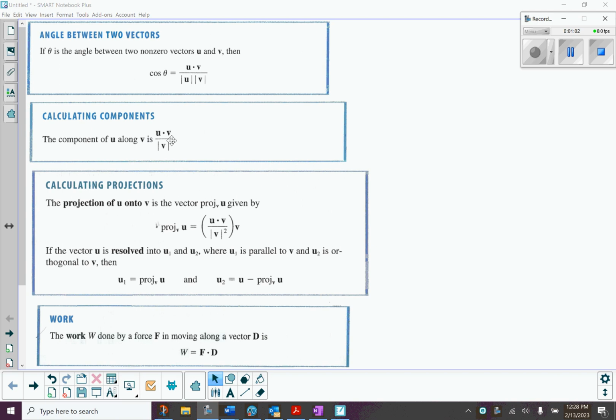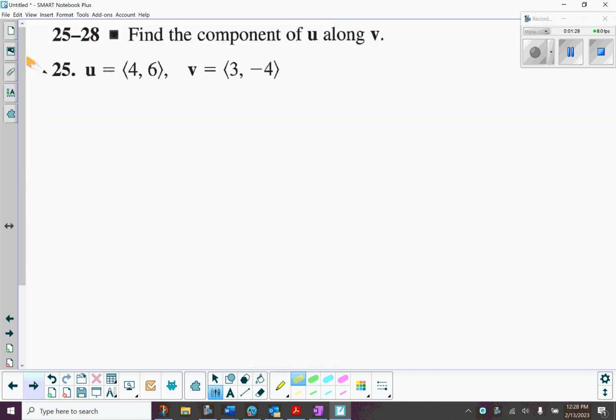The first one there, if we need to find the angle between the vectors, remember anytime that they use what looks like an absolute value sign, that means magnitude. And again, we will calculate that from the Pythagorean theorem. Yeah, you've got those. All right, so let's look at number 25.